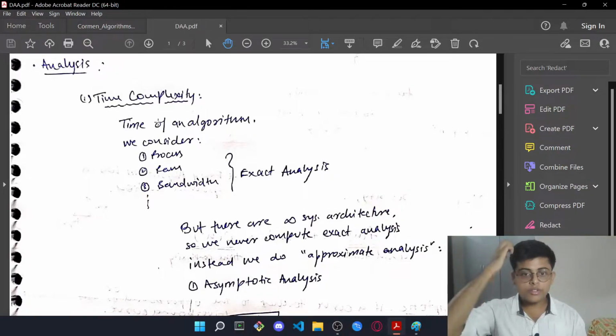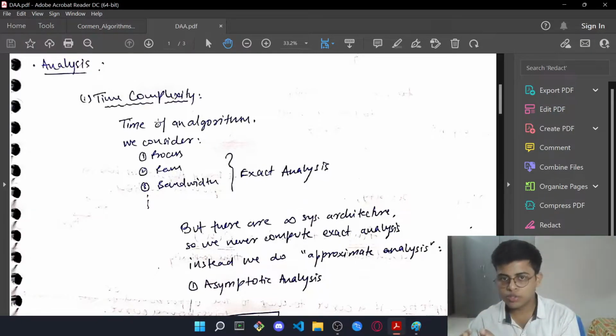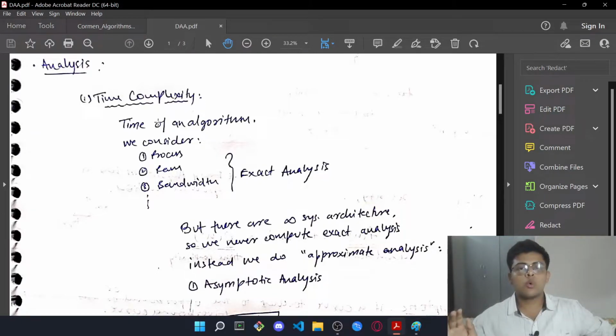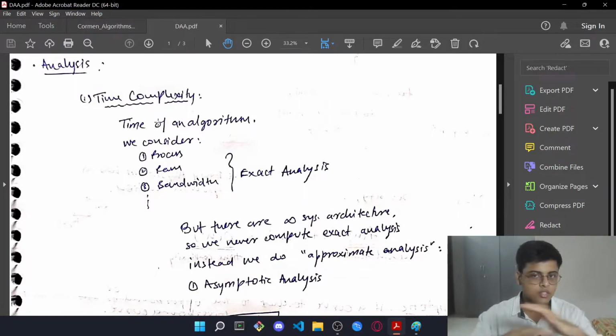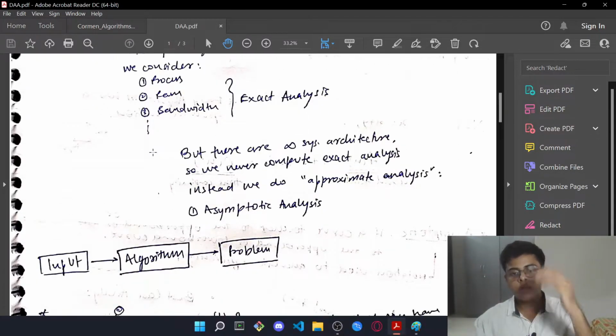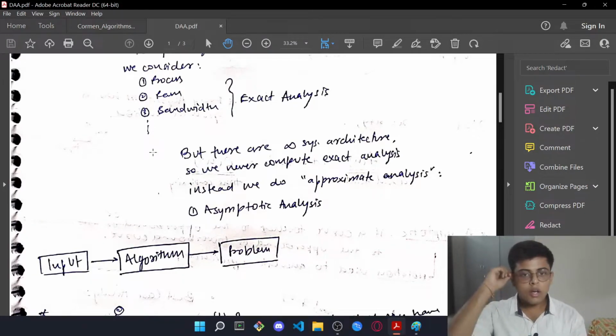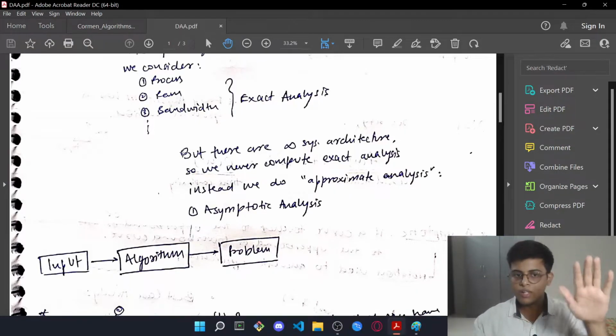Now what is approximate analysis? This is just a basic analysis of the algorithm itself, ignoring the physical aspects like RAM, processors, bandwidth, cache, temperature, material, everything. These are just excluded. We just look into the algorithm and see how efficient it is. That is called approximate analysis. Within approximate analysis there are many types, in fact. One of them is asymptotic analysis. We'll dive into that later on.